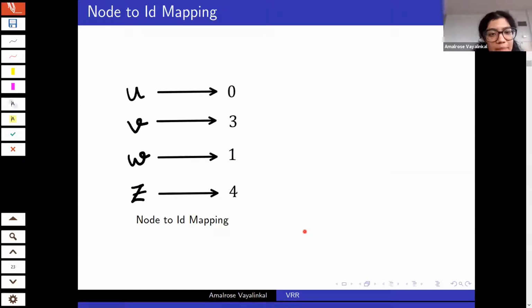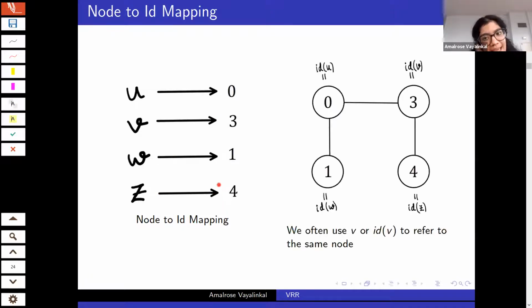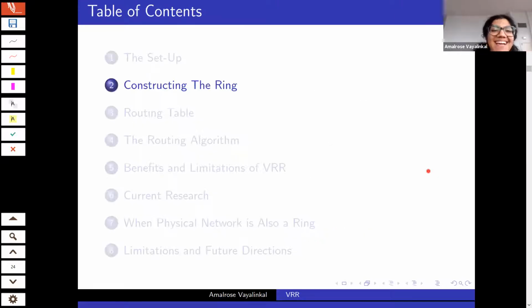So in our previous example, we consider U maps to 0, V maps to 3, W maps to 1, and Z maps to 4, right? So this is a possible mapping. And so then our graph, or our physical network, changes into ID_U is 0, ID_V is 3, ID_W is 1, and ID_Z is 4. We often use V or ID_V to refer to the same node, and so that's what I'll be doing henceforth.